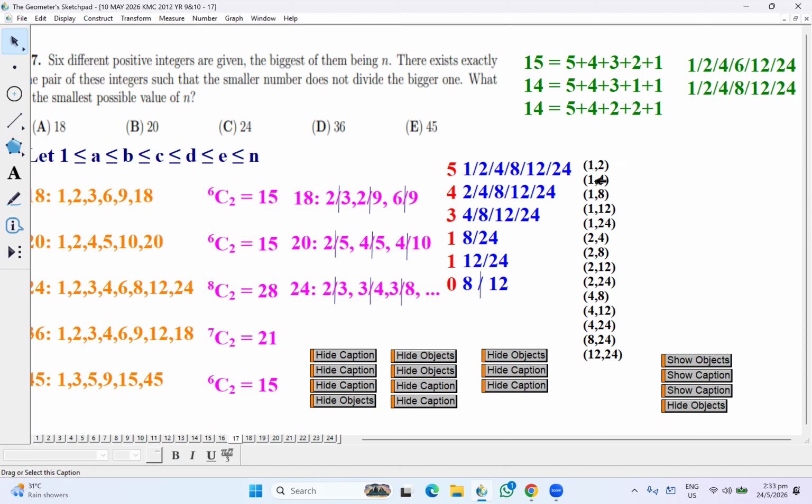5, 1, 1, 1, 1, 5 pairs. The first one. Then 2, 1, 1, 2, 3, 4. Okay. Then 4, 1 got 4, 4, 4. Then 8 got 1 only. 8 got 1 only. Then 12 got 1 only. So got 1 pair. 8 cannot divide 12.